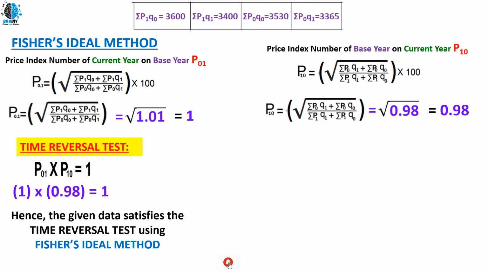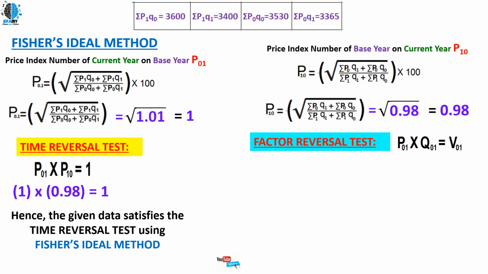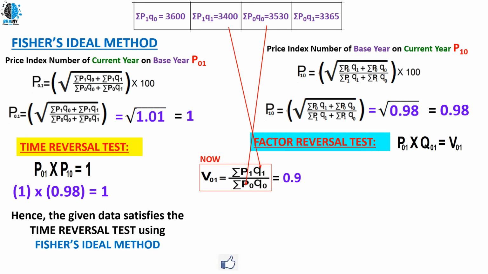Now for the factor reversal test, we have to check only with Fisher's ideal method. In proving the tests of consistency, you have seen that only Fisher's ideal index number is going to satisfy the factor reversal test. So for the factor reversal test, we have this formula: P01 into Q01 is equal to V01. So what is V01 now? V01 we have is summation P1 Q1 whole divided by summation P0 Q0. So I'm going to substitute the values.